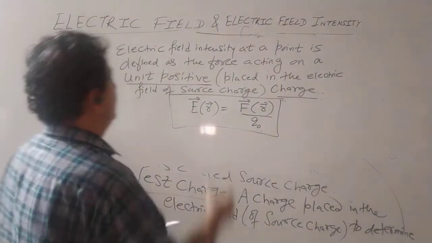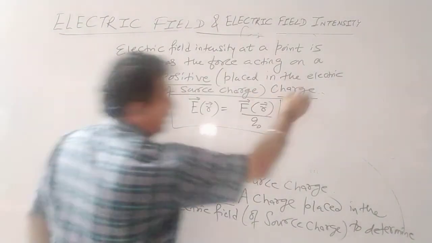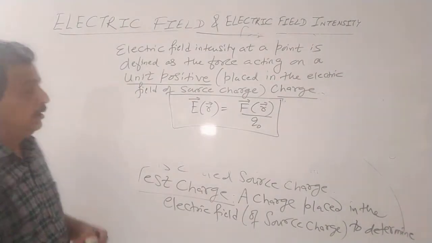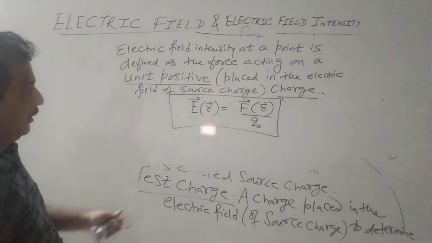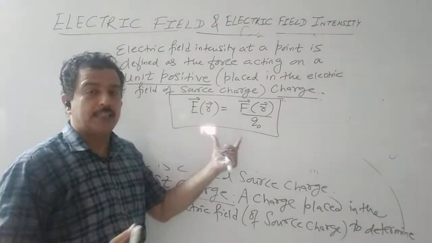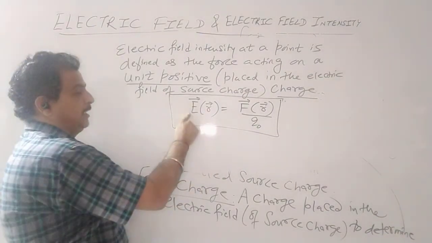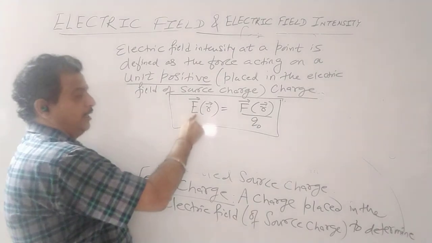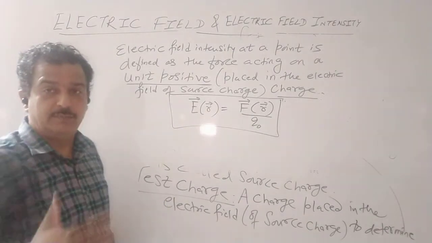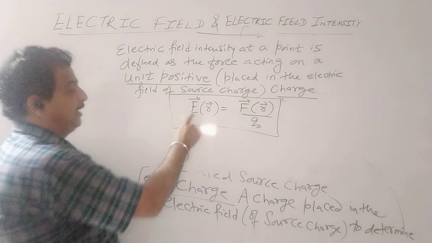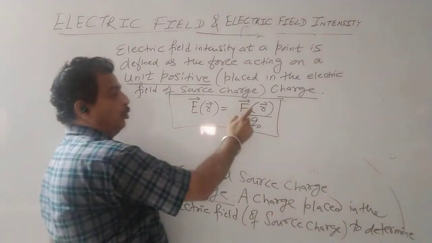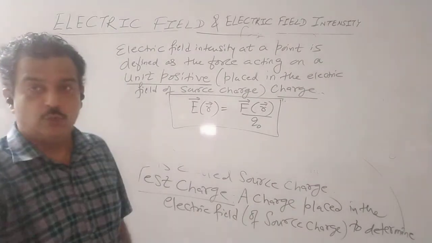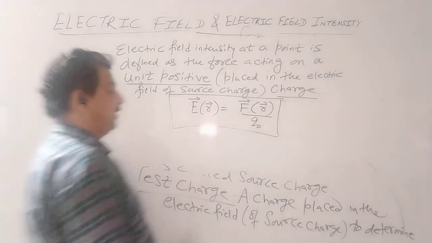And what does this unit positive charge mean? That we will try to find out in the coming topic. Now let us first define the fundamental things. So E is a function of r, because if I change the position of a test charge, the strength will change, that is electric field intensity will change, because the force is inversely proportional to the square of distance, divided by test charge.